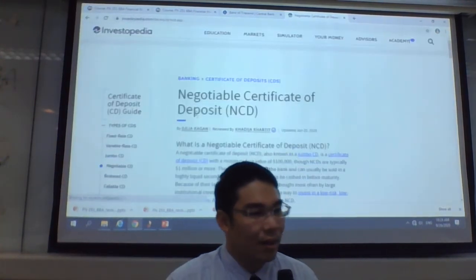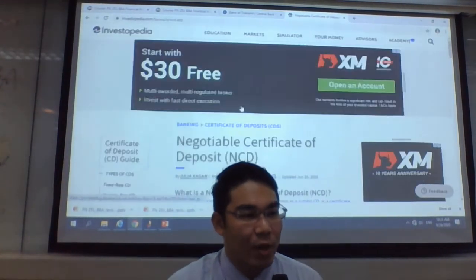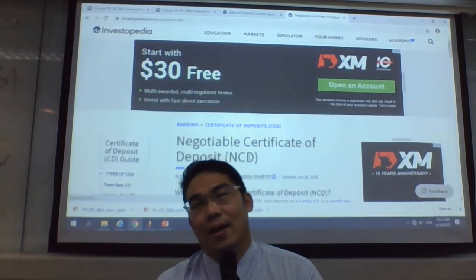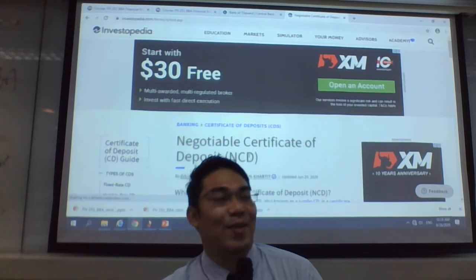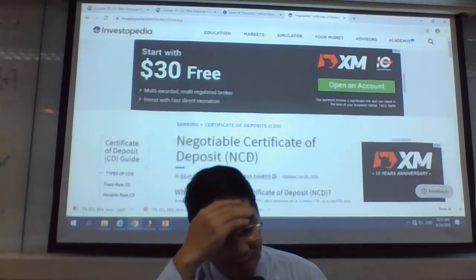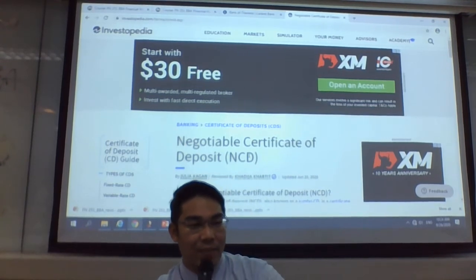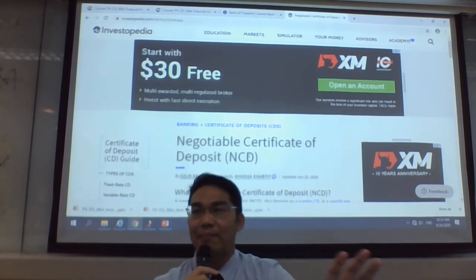This one, we call this one NCD, Negotiable Certificate of Deposit. It also has a word in Thai, but I will not give you a word in Thai. But we call it NCD. NCD is a kind of security in the money market.